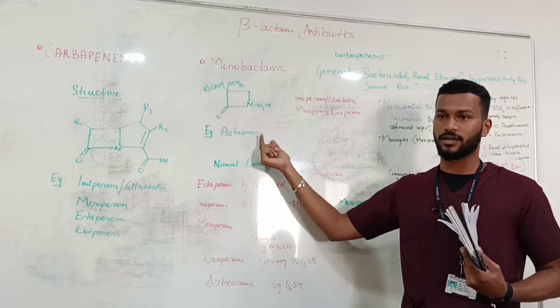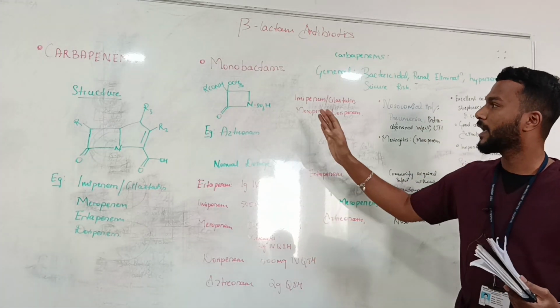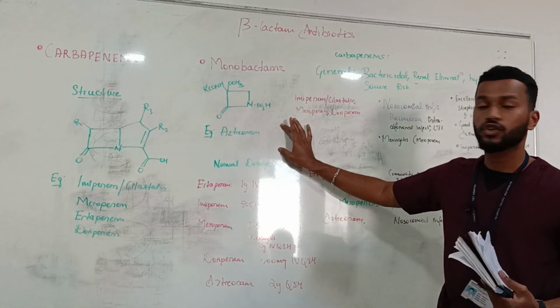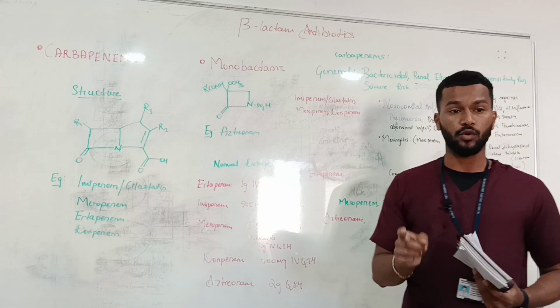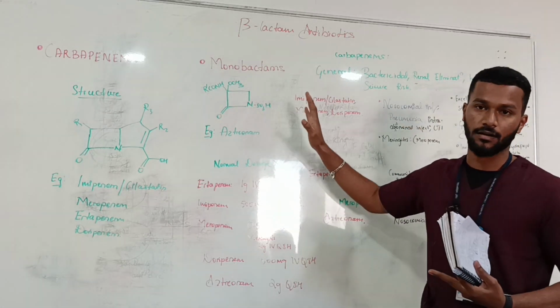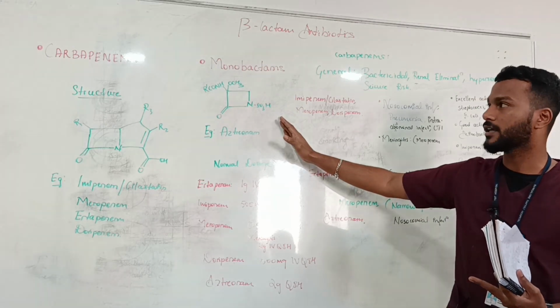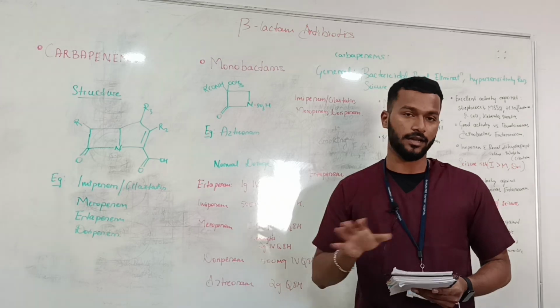For monobactam, there's only one drug present right now in the market, that is AZTREONAM. The major difference is that AZTREONAM covers only gram negative aerobic bacteria. It won't cover gram positive. Also, anaerobic it won't cover. It's a very narrow spectrum antibiotic. Carbapenem has a very broad spectrum of activity.